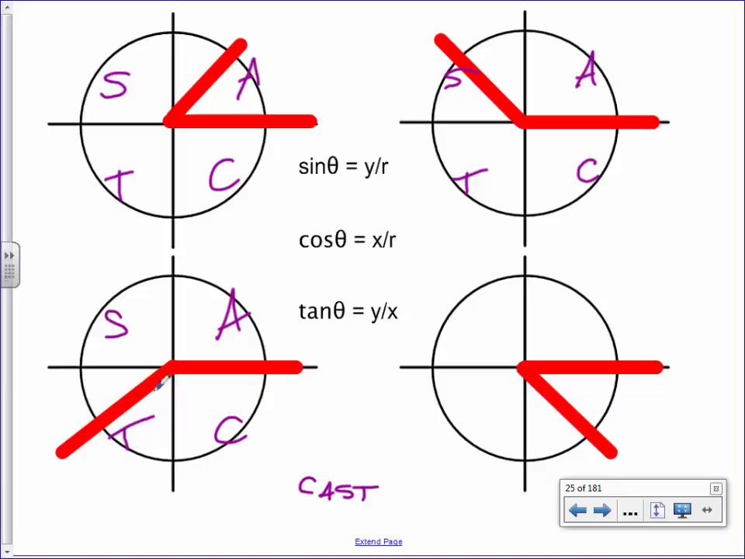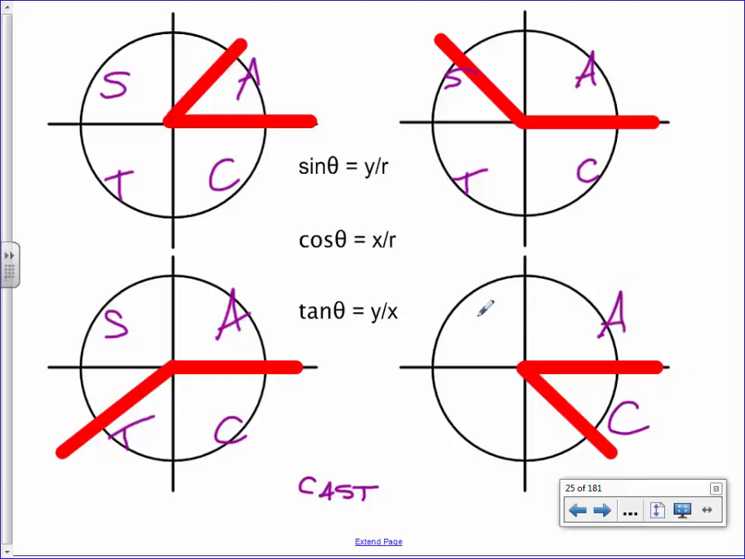Who's negative in this quadrant? X and Y are actually both negative, which means that here you have a Y, so sine is negative, and here you have an X, so cosine is negative. Tan is different though. You have a negative X and a negative Y. Well, if they're both negative, it makes it positive. So that's why T goes in this quadrant, because tan is actually positive in the third quadrant.